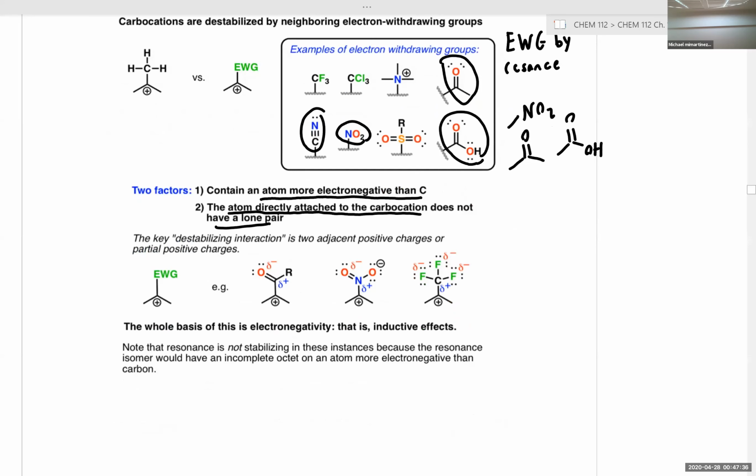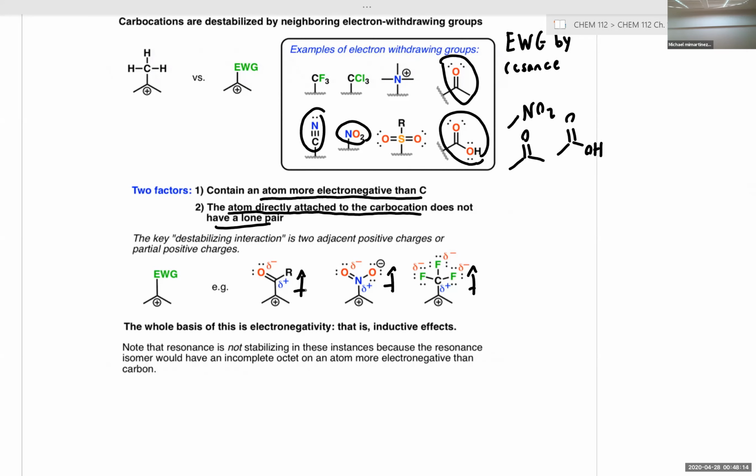You can think of this idea, and the reason why electron withdrawing groups are so destabilizing is that we have these two adjacent carbons, both with a formal positive or partial positive charge, and we do not like to have like charges adjacent to each other. The other way that I think about it is that if you have an electron withdrawing group adjacent to the carbocation, you're further destabilizing your carbocation by further pulling away electron density from that carbocation.